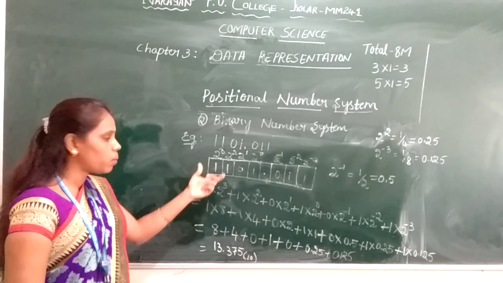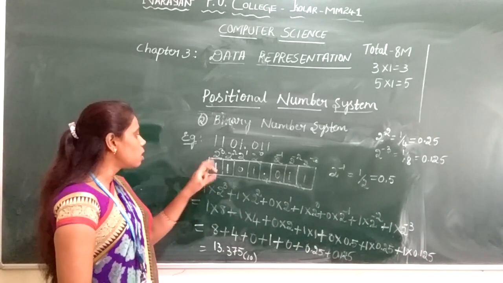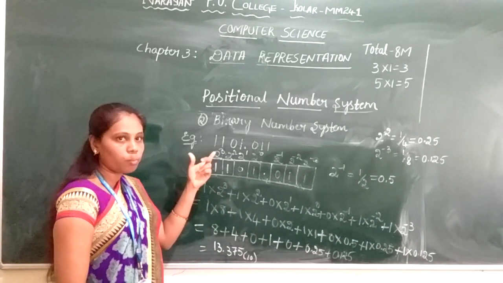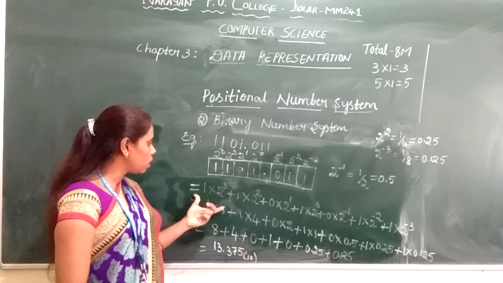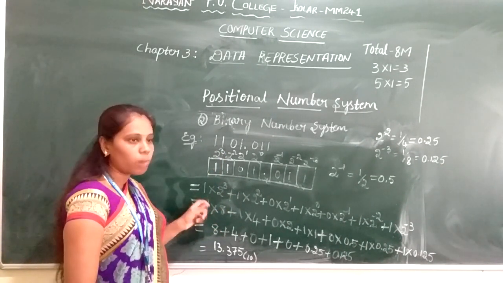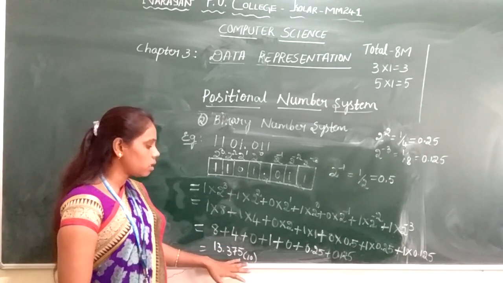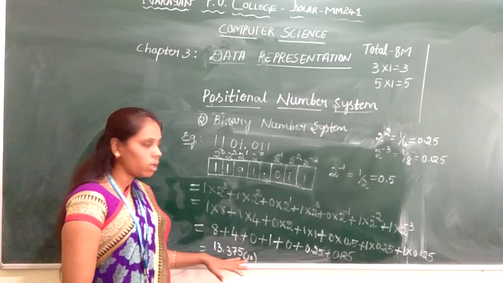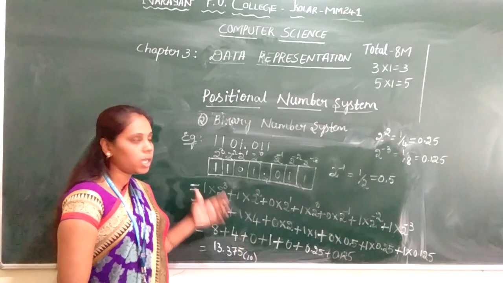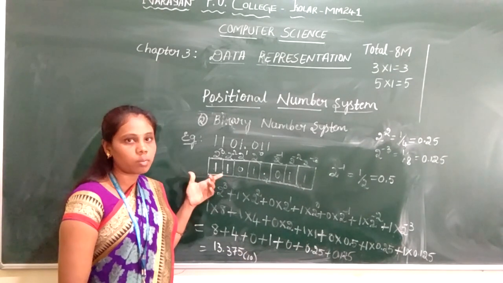I will explain once again. These bits can be represented in mathematical form by multiplying each weight with the given digit, and then adding all the products, and you will get the value with a base of 10. Now, we will see the next number system, that is the octal number system.